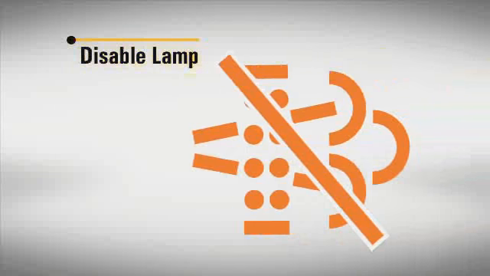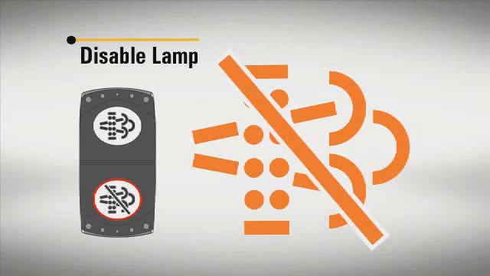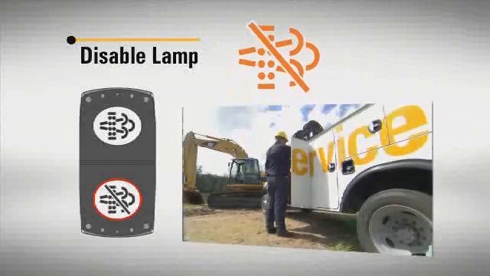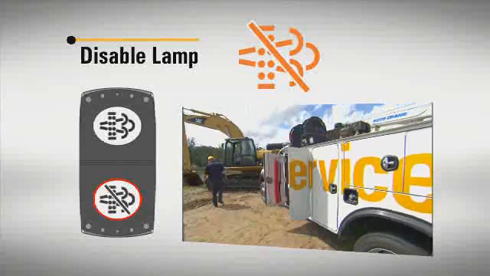The Regeneration Disable lamp illuminates any time regeneration has been disabled. Regeneration can be disabled by an operator using the manual disable switch in the cab or by a service technician changing the engine ECM software with CAT-ET.